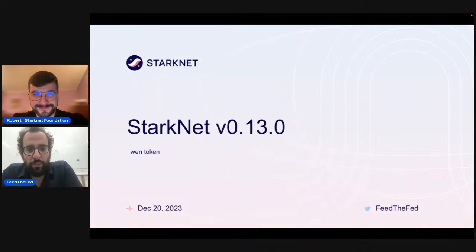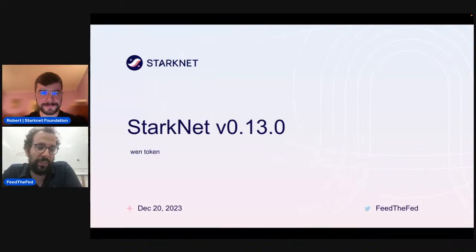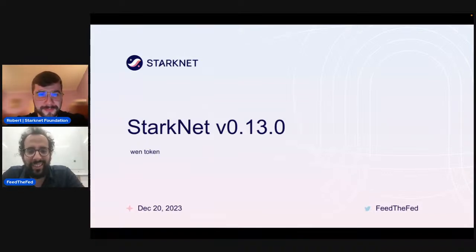So v0.13, whoa, yay. This is the first version where we introduce paying with Stark tokens and Starknet getting a native token, which we will discuss only at a technical level. So please don't ask me money questions because I won't have answers anyway. But we'll talk about the tech stuff in Starknet, which is always nice.